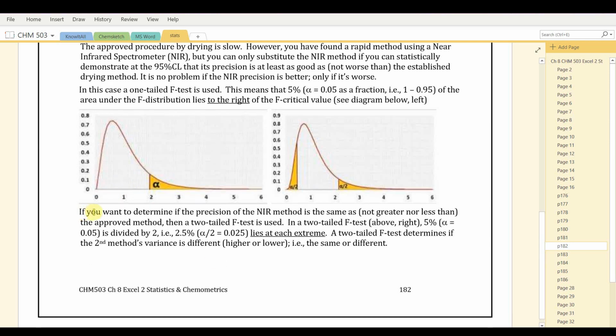If, on the other hand, you want to determine if the precision of the NIR method is the same as the approved method, that is not greater than and not less than, then a two-tailed F-test is used. In a two-tailed F-test, shown above right, 95% of the area under the curve lies here, and the 5% is divided by 2, so we get 2.5% above and 2.5% below. A two-tailed F-test determines if the second method's variance is different, either higher or lower. Is it the same or different?